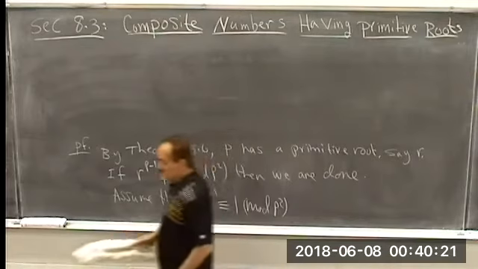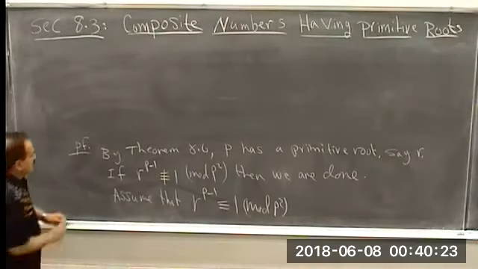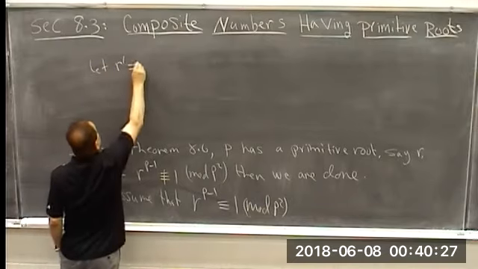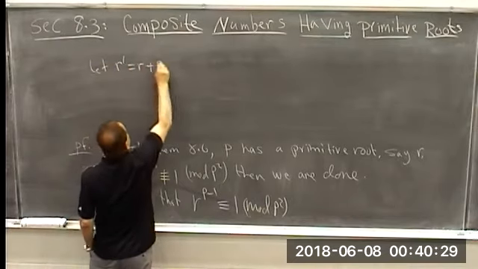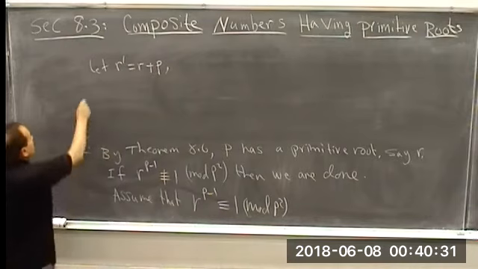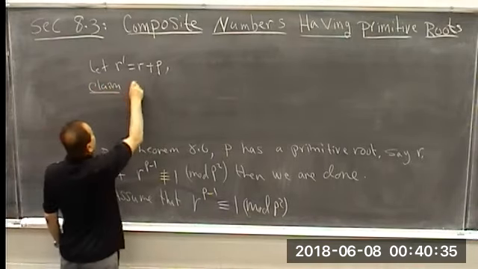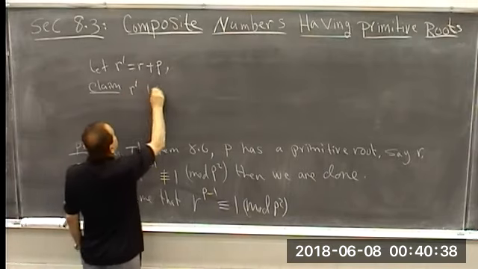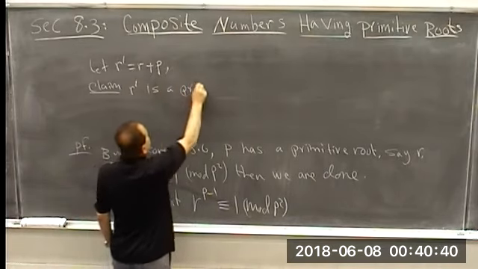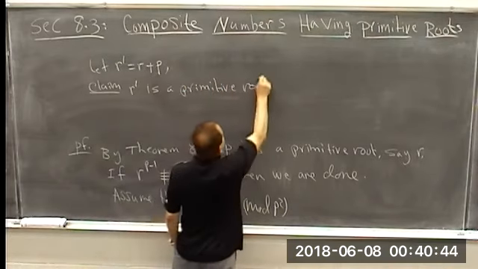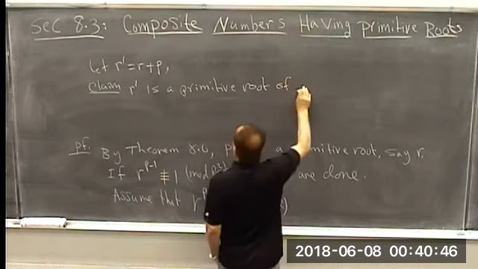So in this case, we're going to let R prime equal R plus P. I claim that R prime is a primitive root of P.